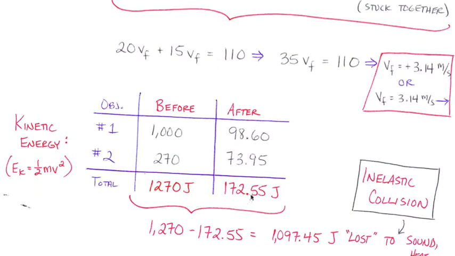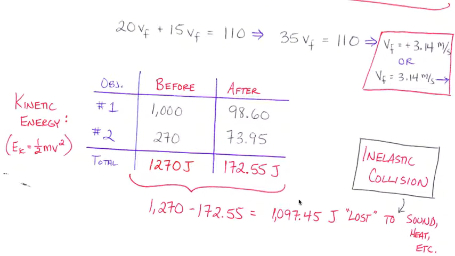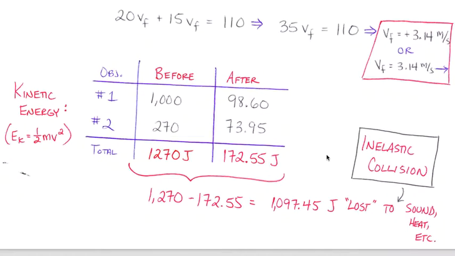I'm not going to go through the whole process. I used 1 half mv squared for each object, using their initial velocities here and their final velocities. And when I totaled up my kinetic energy before and after, I found there was quite a large discrepancy. And by subtracting these two, I could actually find the actual amount of kinetic energy that was converted to sound, heat, etc. And that was because this was an inelastic collision, produced sound, heat, things along those lines.